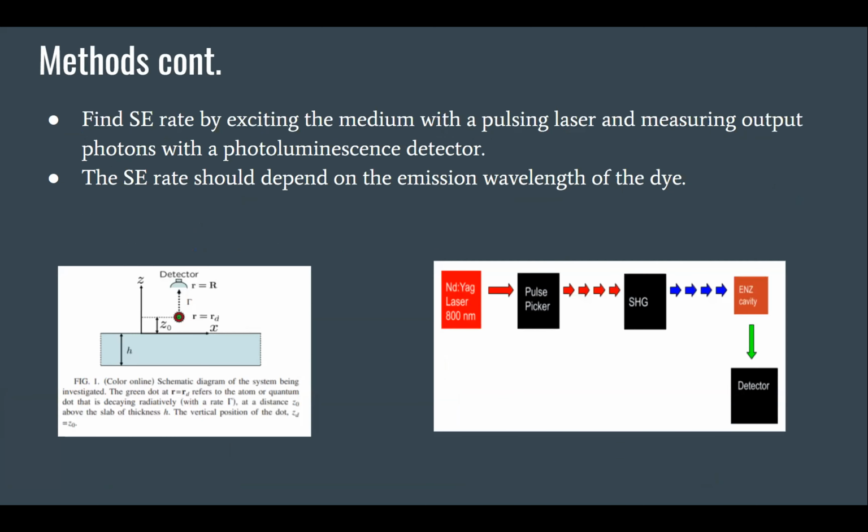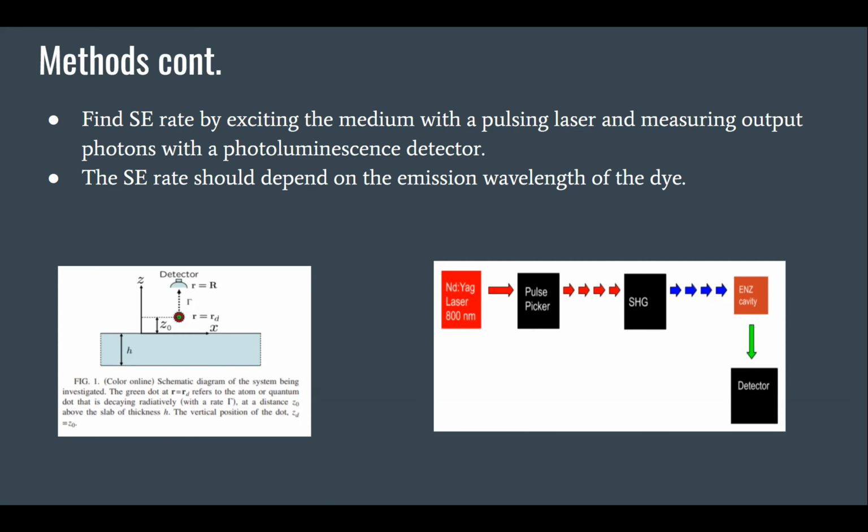To measure the spontaneous emission rate, what you do is you take a pulsing laser to excite the dye, and then you have a detector of some sort that can measure the output photons as a function of emission wavelength. The dye that we use is broadband. It's not like a true Bohr atom where you only put light in and only one wavelength of light will come out. It's a broad spectrum kind of dye.